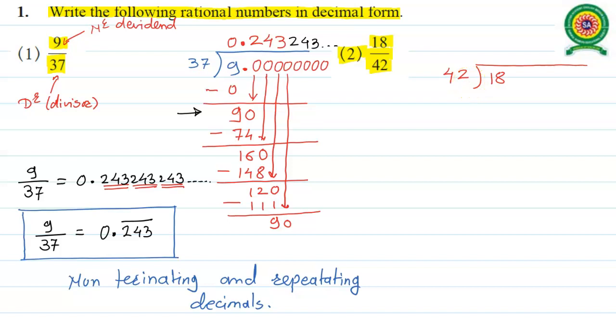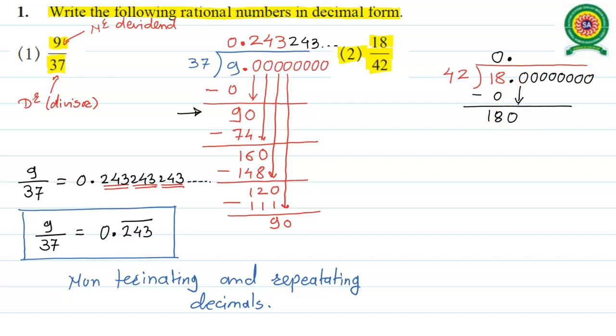Since our dividend is less than the divisor, there is a divisibility of 0. 18 minus 0, the remainder becomes 18. Now since the remainder is less than the divisor, we substitute the decimal point in the dividend and quotient. We can include a number of zeros after the decimal point. So the next 0 comes down, it generates 180.